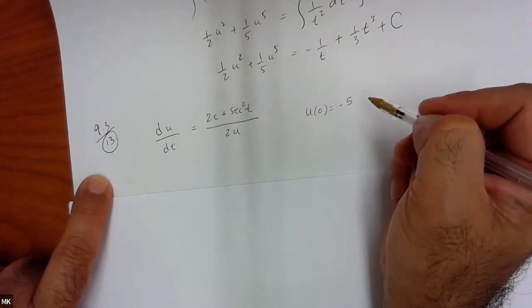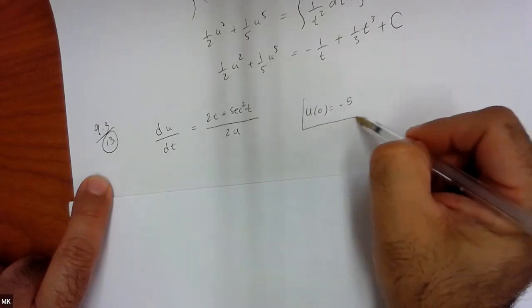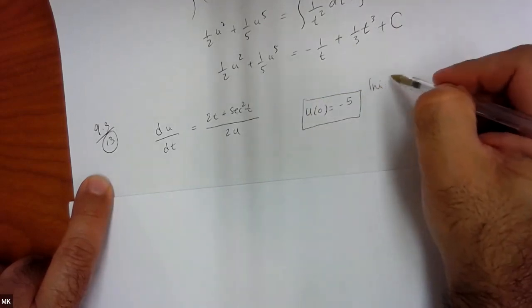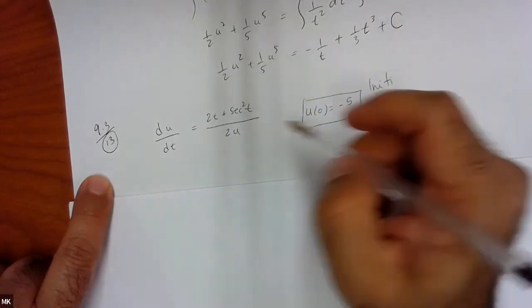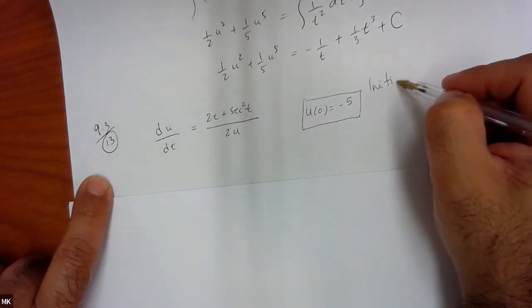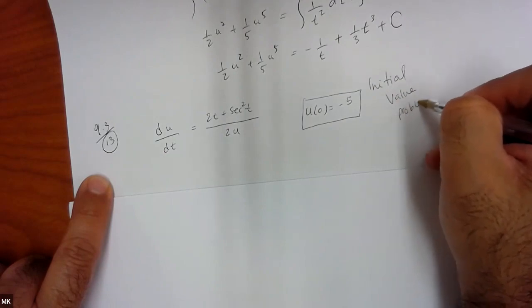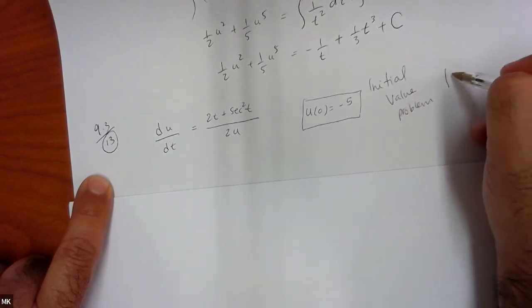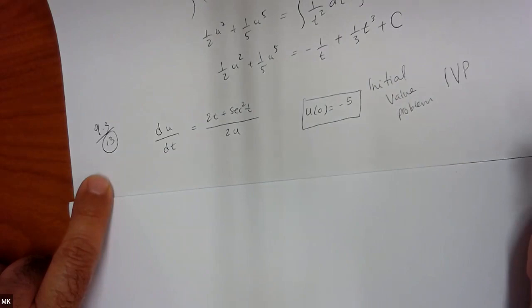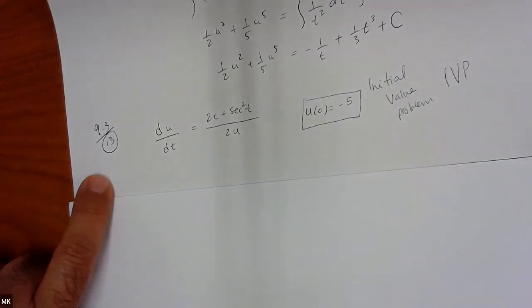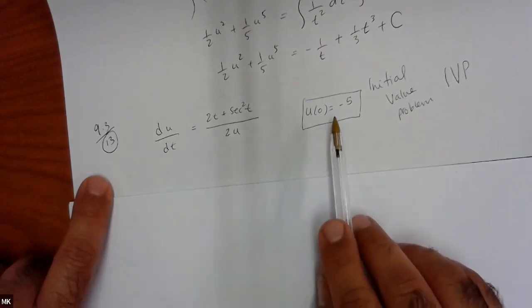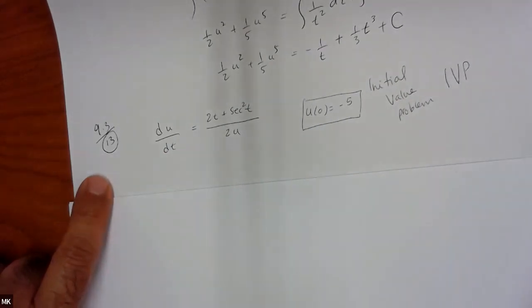Now, what is this? This is what we refer to as an initial condition. With the initial condition, your differential equation becomes an initial value problem. It's referred to as IVP. So you hear IVP a lot when you learn differential equations, and that means you have a differential equation, and in addition, you have some condition.